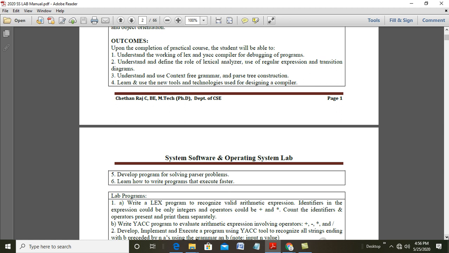Next, you will be defining the role of the lexical analyzer, what a regular expression is, and what a transition diagram is. As you have studied in automata theory: what a regular expression is, deterministic finite automata, how we can represent a transition diagram, how the states are modified when you represent a string, and how the transition is carried from one state to another. Generally you will be representing these in terms of regular expressions, grammars, and different logics you will be writing. So this is again one of the outcomes of your given lab.